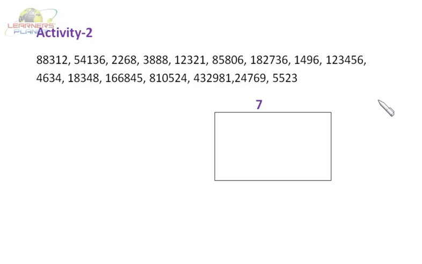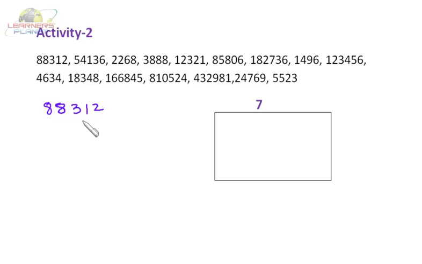Now let's collect the numbers which are multiples of 7, or we can say which are divisible by 7. Kids, there are so many numbers over here. I'll be doing some 5 numbers for you, and the remaining numbers you will try on your own. Okay. Now what is the divisibility rule of 7? Let's take the first number. It's 88312.